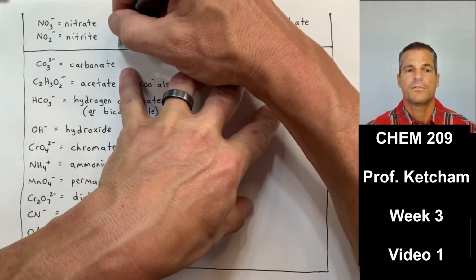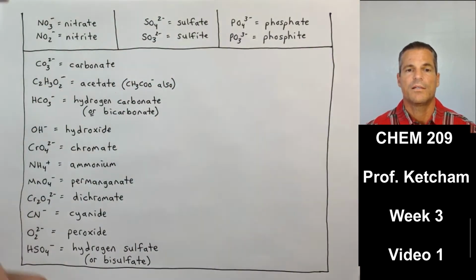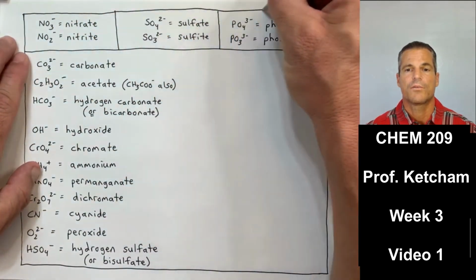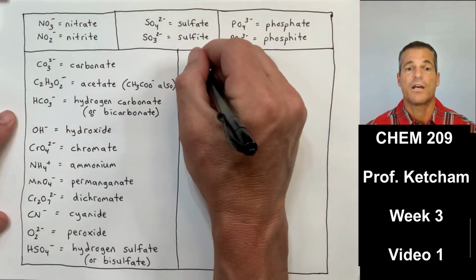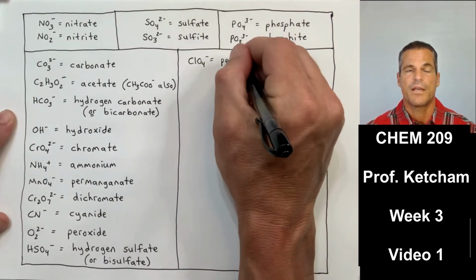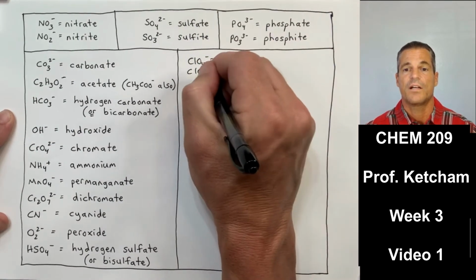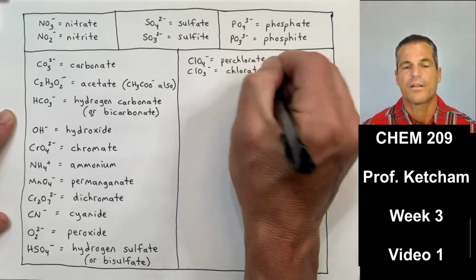All right, so you can see how I've grouped the top 3 groups separate from the main group down here. That's because the top 3, nitrate, nitrite, sulfate, sulfite, phosphate, phosphite, are very, very common.